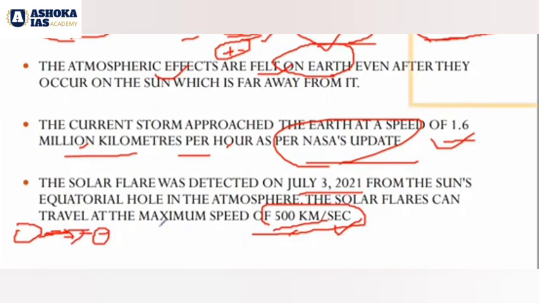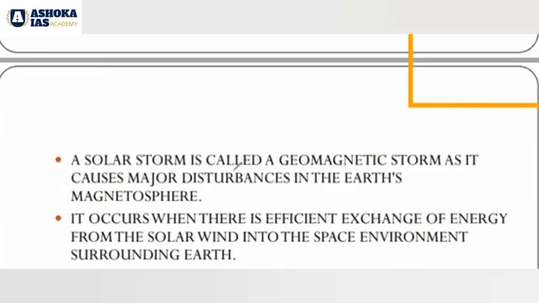We can see phenomena like aurora in the North Pole and South Pole, aurora australis, aurora borealis. They are also the result of these interactions of the Earth's magnetic field with the plasma that comes from the sun. The solar storm is called geomagnetic storm as it causes disturbances on the Earth's magnetosphere.